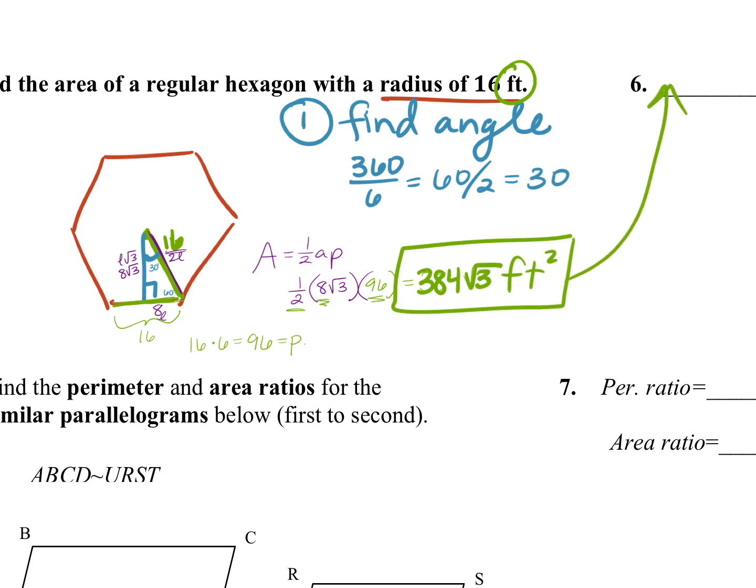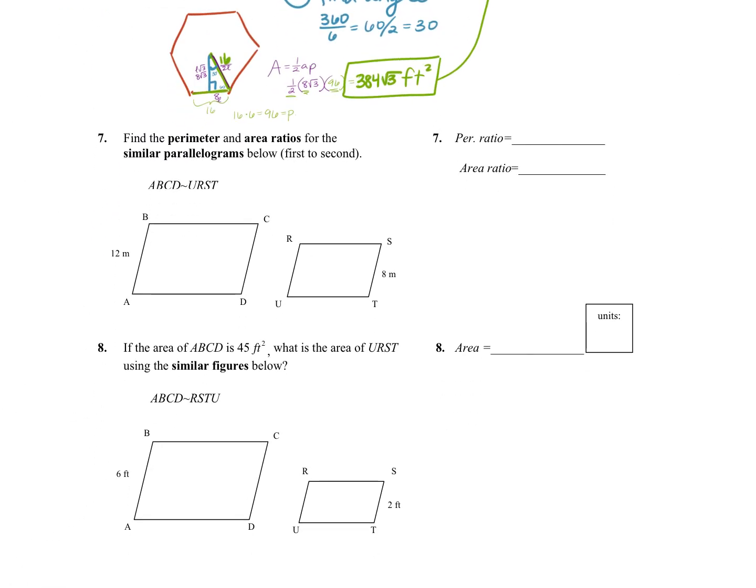All right, moving right along. Number 7, it says find the perimeter and area ratios for the similar parallelograms below, your first figure to your second figure. So right now, you're just given 2 side lengths. Because they're parallelograms, this side would be 8 also. So 12 corresponds to 8 here. Okay, your job is to simplify that. So 12 over 8, those are both divisible by 4. So that's a 3:2 ratio.